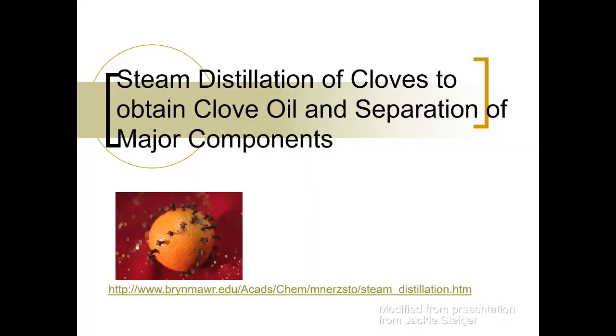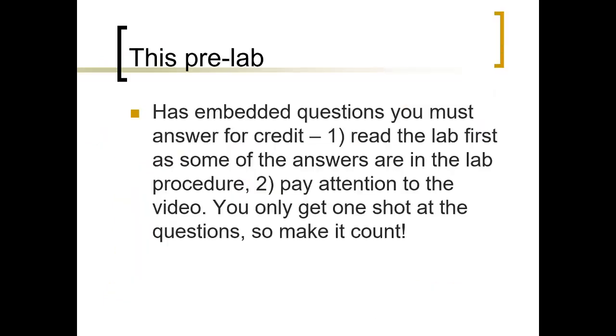In this experiment, you will be doing steam distillation of cloves to obtain clove oil, followed by separating the major components of the clove oil, which are eugenol and eugenol acetate. There are some other minor components, however.